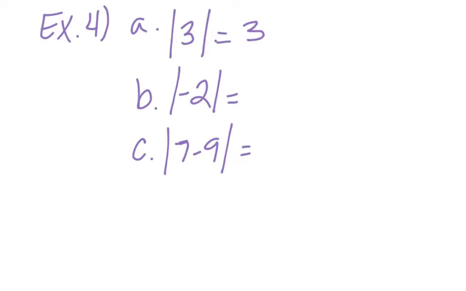Look at B, the absolute value of negative 2. So if you have negative 2 graphed on your number line, how many units away from 0 is it? It's only 2, so the absolute value of negative 2 is 2. So in example C, we have to simplify what's inside first. So 7 minus 9 is actually negative 2. So we have the absolute value of negative 2, and so the absolute value of that is positive 2. So that would be your final answer.